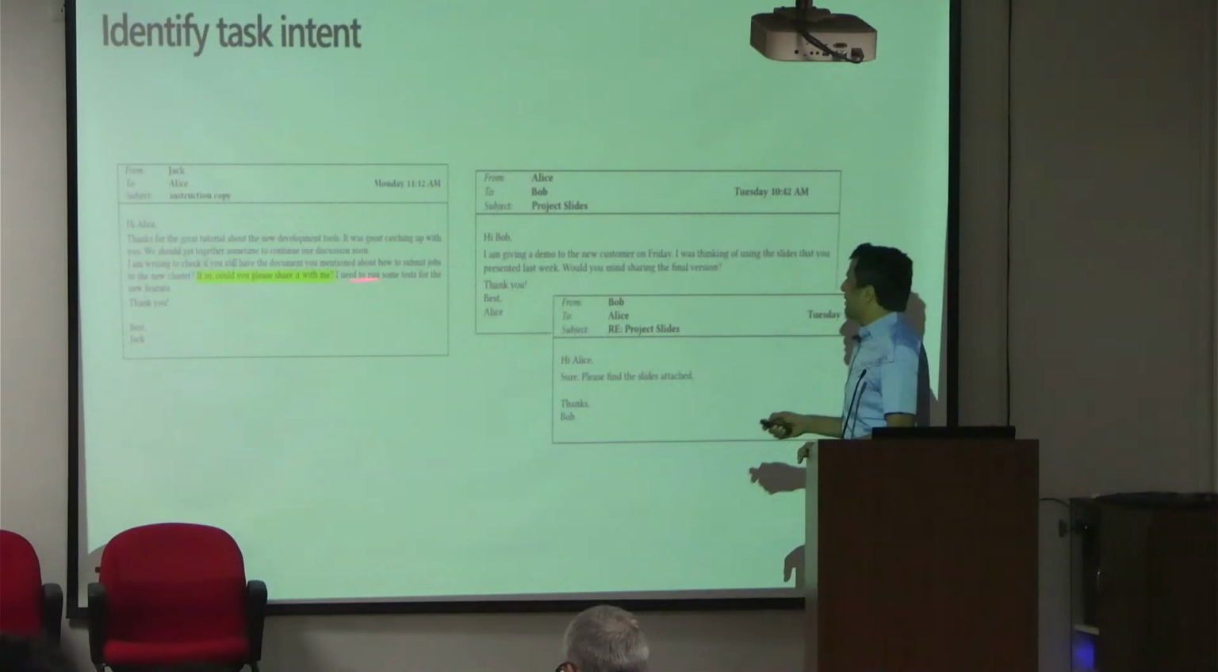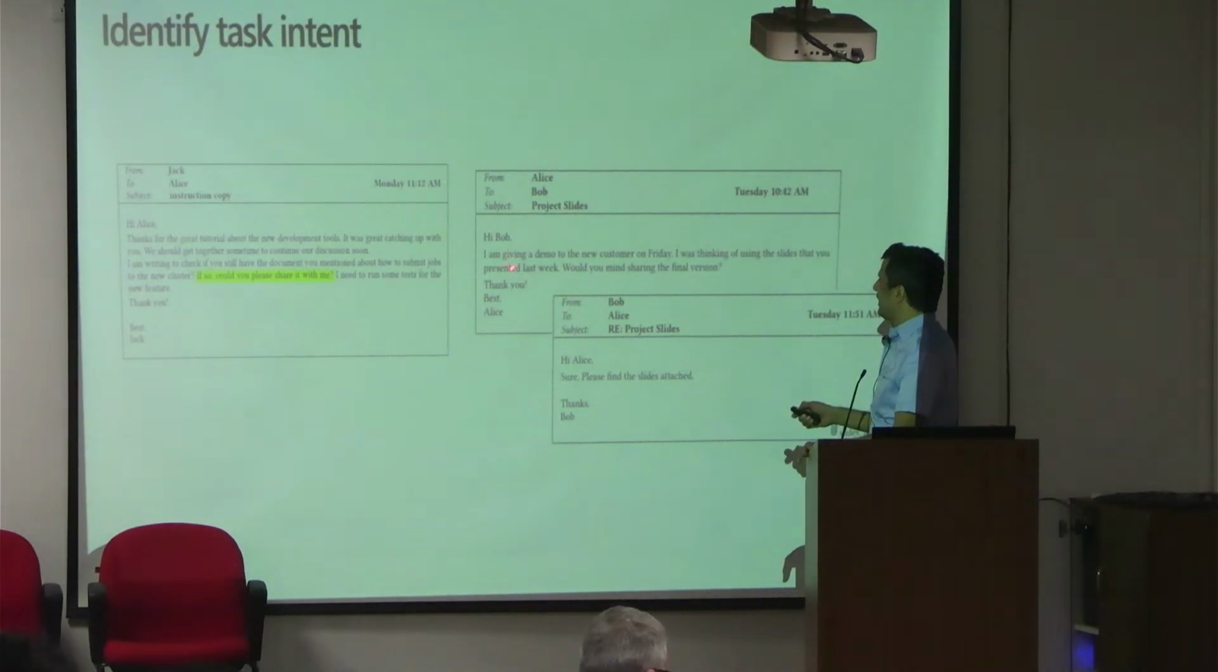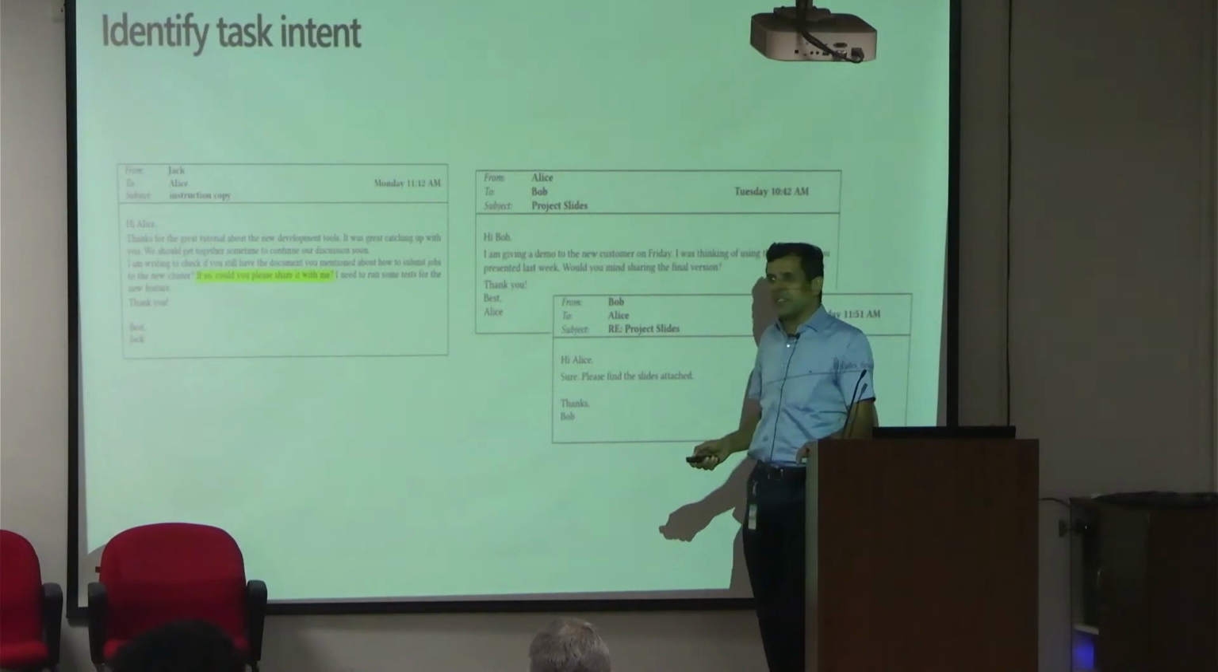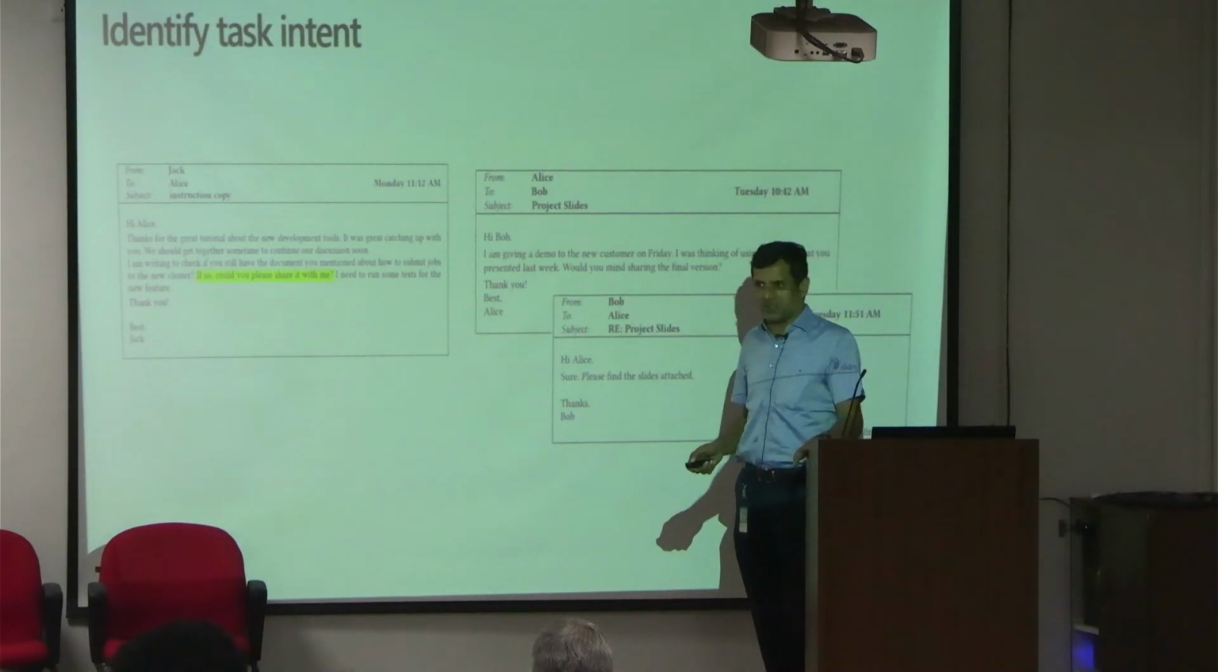And there can be other examples, like, for example, Alice is saying to Bob, I'm giving a demo to a new customer on Friday, and I'm thinking of the slides that you presented last week, right? And then Bob says, sure, please find the slides attached. Now, this is an email which Alice sent to Bob, and this is an email which Bob sent to Alice. If we can correlate these two emails, we can say that Bob has done his job, right?